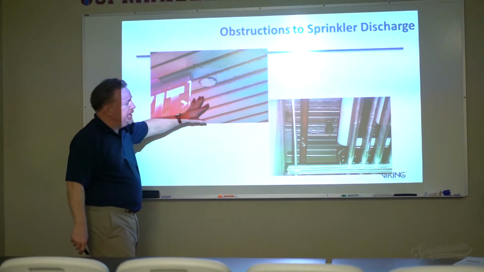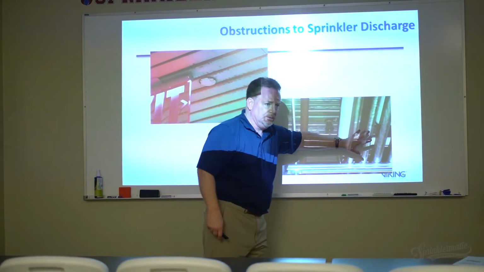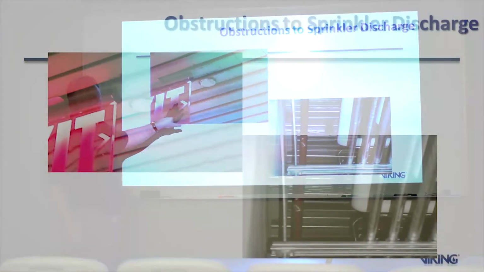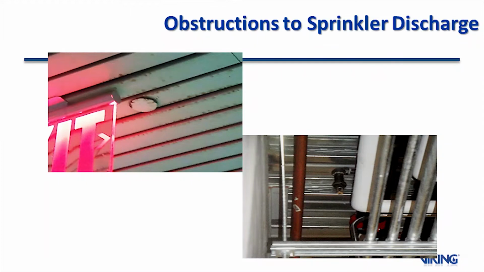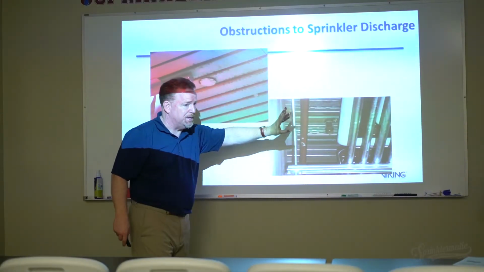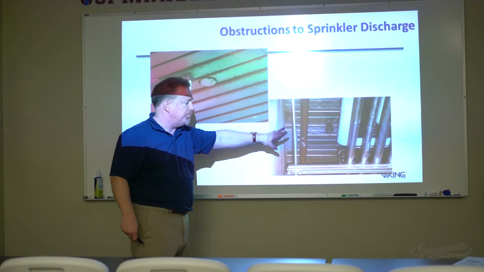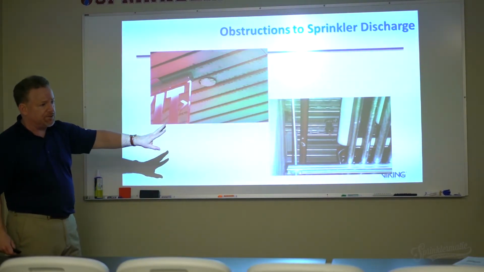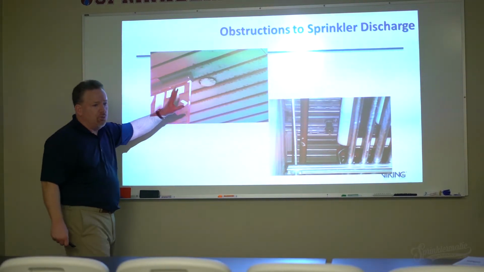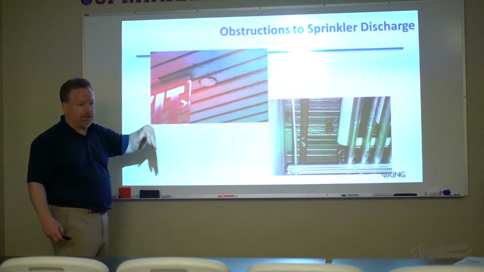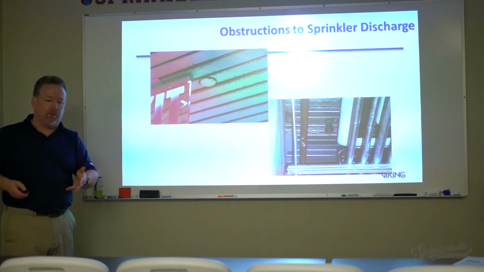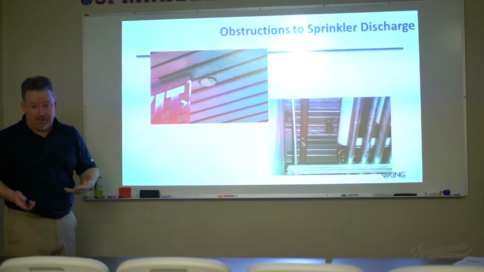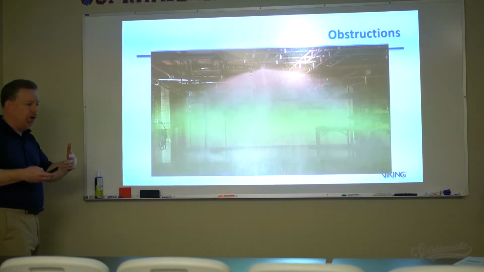Now, one of the things that we need to take particular notice of is obstructions to our spray pattern. Potential obstructions, whether they're continuous or non-continuous, maybe a beam, a sign, lighting fixtures, piping, things like that, could be considered obstructions to our sprinklers. Each one of our different sprinklers approaches these obstructions in a slightly different way depending on how their spray pattern is developed.